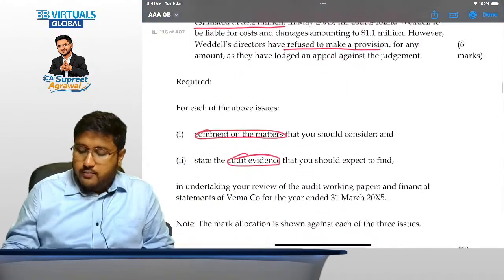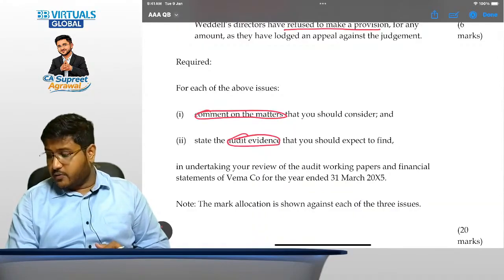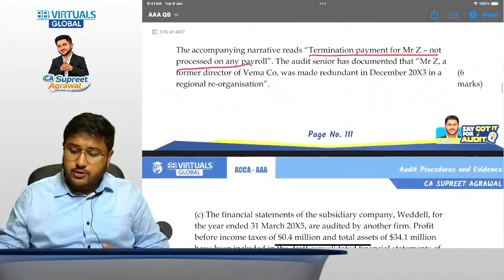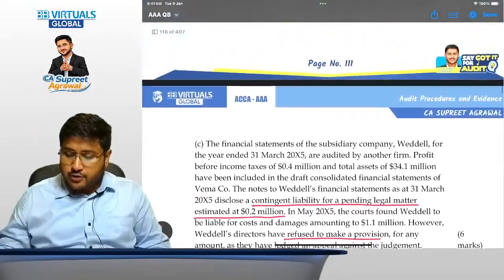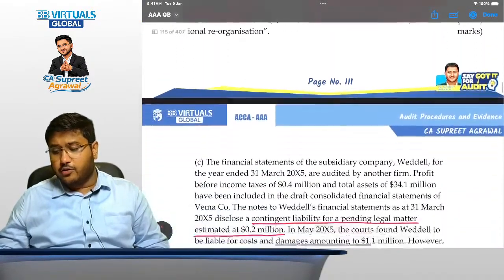Okay, good. For each of the above issues, comment on the matters that you should consider. Number one, comment on the matters that you should consider and state the audit evidence that you should expect to find. We have already mentioned it. And state the audit evidence that you should expect to find. So please mention the audit evidence that you should be expecting to find for all those matters.